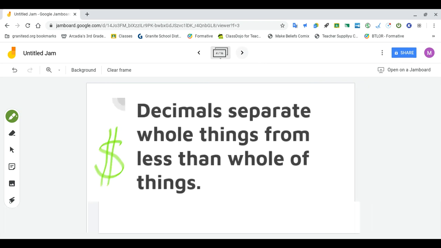Okay, decimals separate whole things from less than whole things. So you've seen this with money. So think about the amount of money of $5.20. This is a decimal here, right? You type it with just a period. It separates the whole dollars from the less than whole dollars.